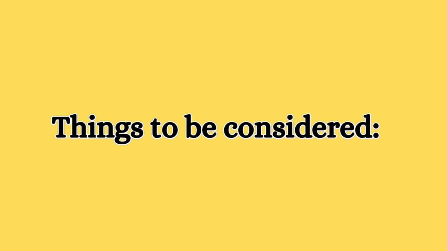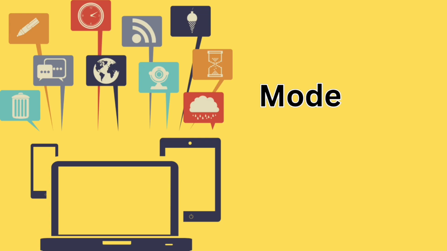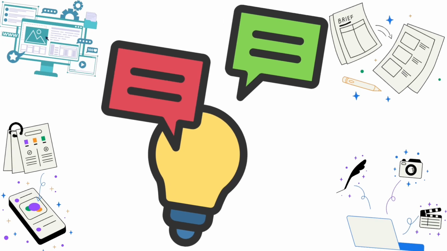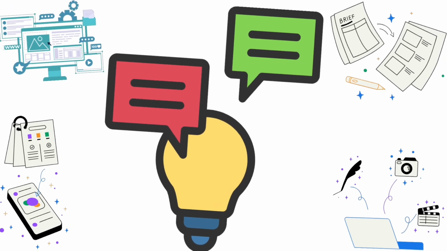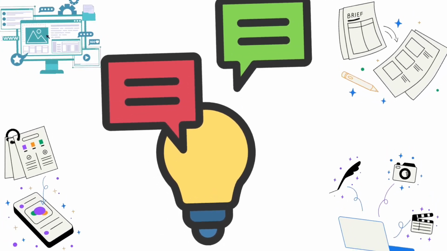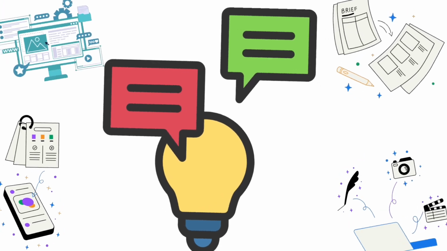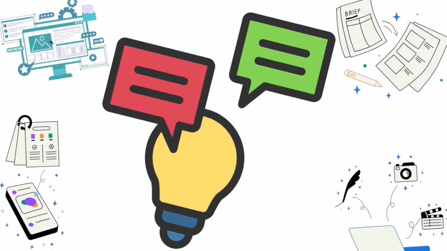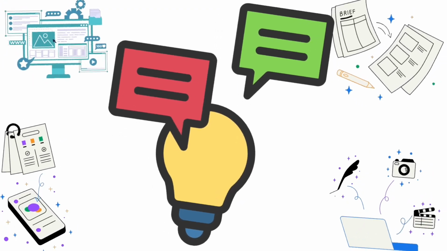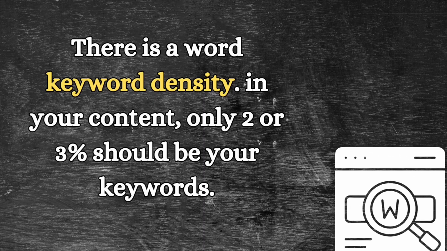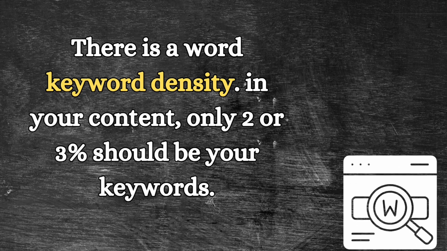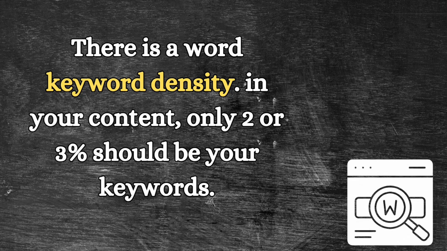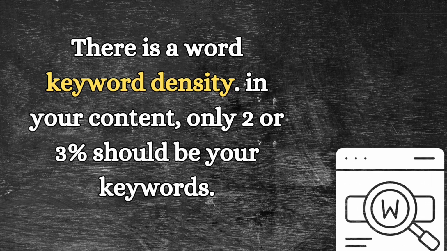Search engines consider many factors to rank your website. Moderation, number 1. Moderation means not to use excessive keywords. Whenever you put a keyword in your content, you have to be very careful about moderation. In simple words, this is called keyword stuffing. There is a word, keyword density, which means in your content only 2 or 3% should be your keywords.